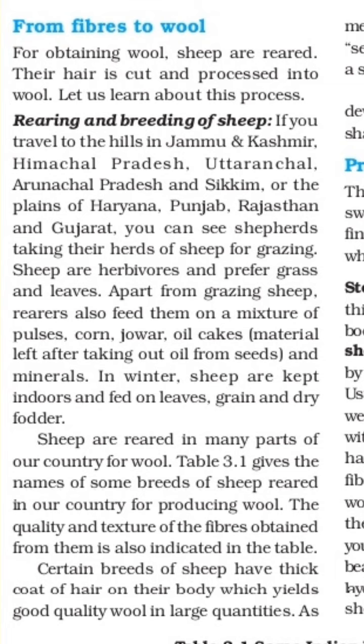Certain breeds of sheep have a thick coat of hair on their body, which yields good quality wool in large quantities. Which sheep are mentioned in table 3.1? For that purpose, the farmers rear these sheep, for the good quality of wool which they give in large quantity.